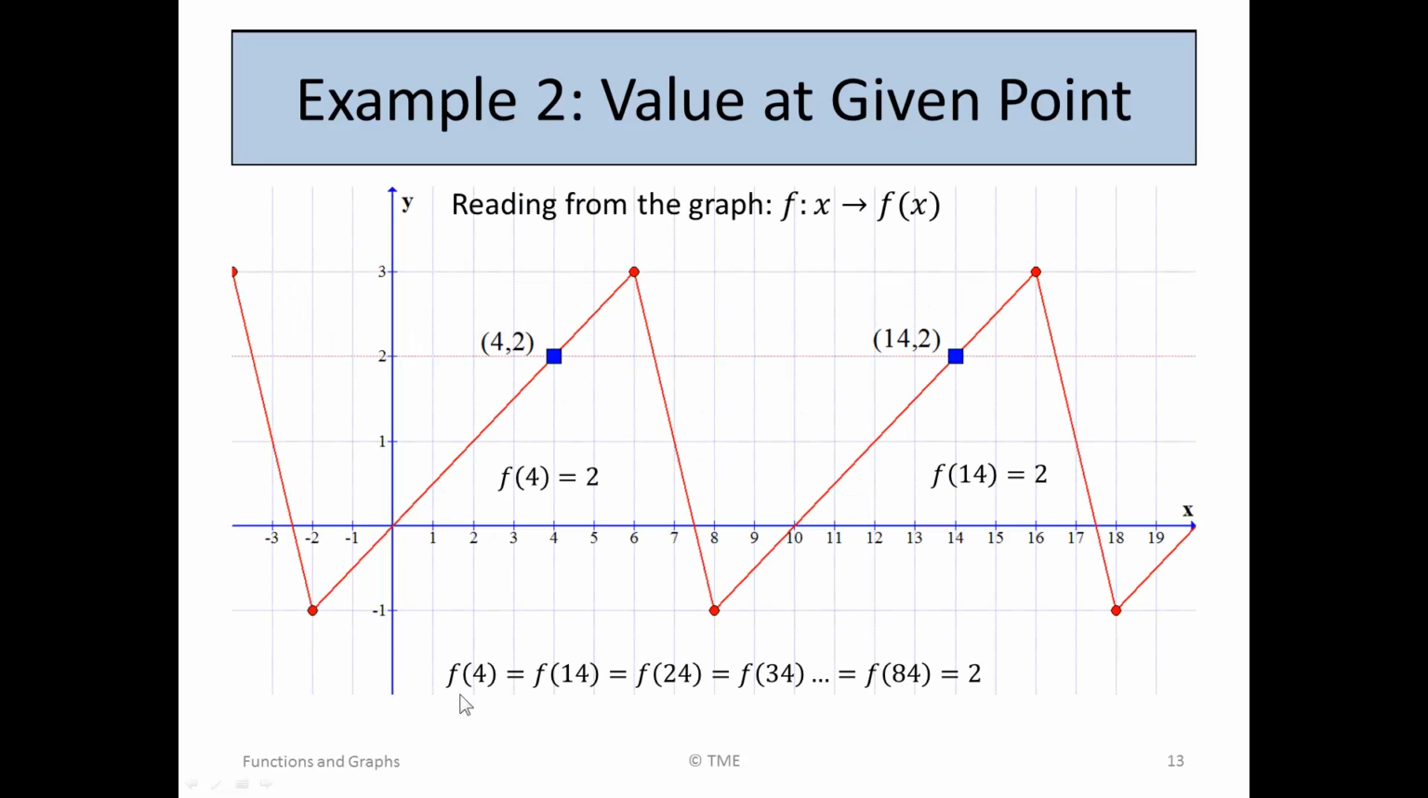So in this way, we can see that f(4) is f(14), f(24), f(34), and so on, all the way to f(84). And if f(4) is 2, and f(14) is 2, and that's the periodicity, f(84) is also 2.